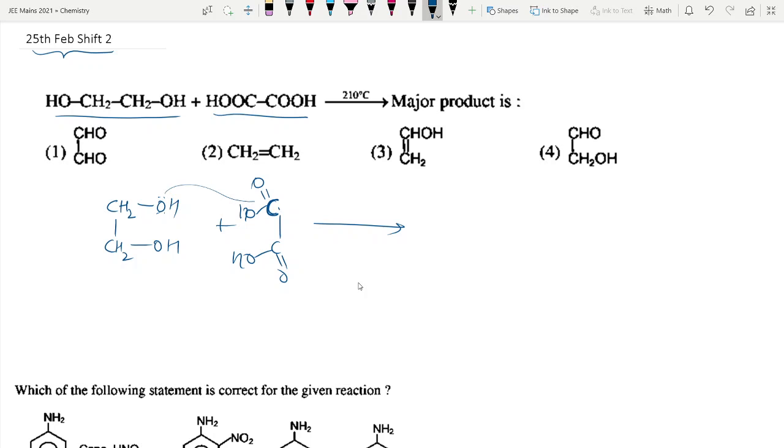This alcohol can attack here, and I'm not going to go into the mechanism, but you can get this diester. Should make it properly in a six-membered ring. I can see here. Yeah, and what next? This is not an option. So what next?